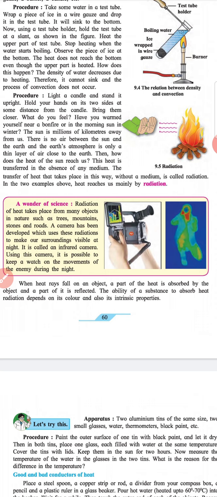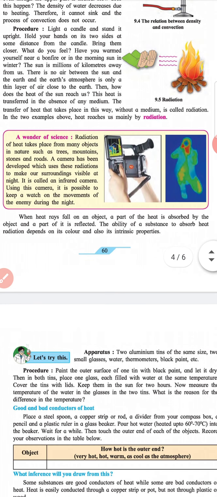The sun is millions of kilometers away from us. There is no air between the sun and the earth, and the earth's atmosphere is only a thin layer of air close to earth. Then, how does the heat of the sun reach us? This heat is transferred in the absence of any medium. The transfer of heat that takes place in this way without a medium is called radiation.